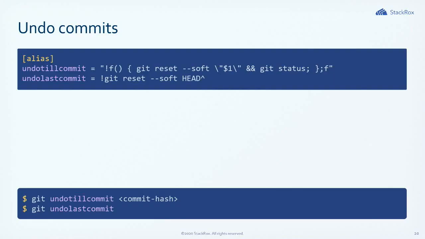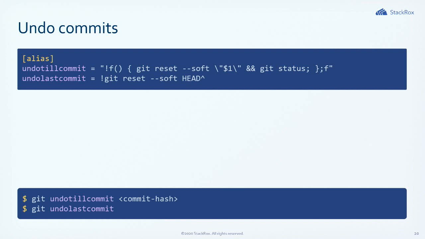Another good one is undo commits. So the first one is undo till commit, and you specify a commit hash. So it runs the reset command, and it unstages all the files till the commit hash you specify. And undo last commit is just to undo one commit. So you can just change it and proceed with your work.